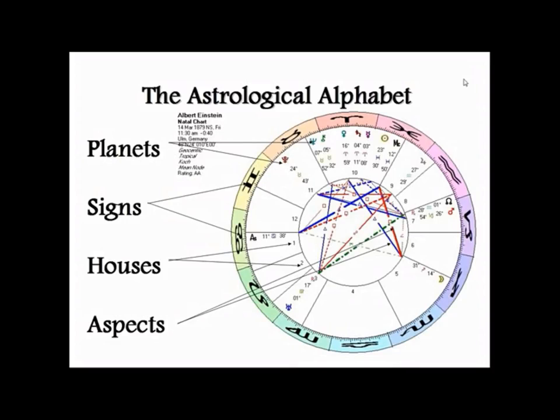But okay, now the diagram you have before you is a typical example of a Western astrological birth chart, a round wheel, and you'll see that these various categories of symbol are pointed out here. These are basically the primary groupings, if you like, of astrological symbols: planets, signs, houses, and aspects. There are other things in astrology, but these are the primary ones.